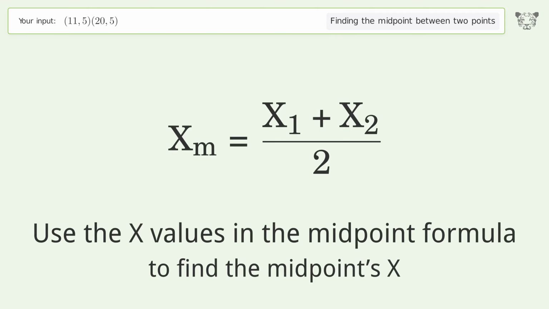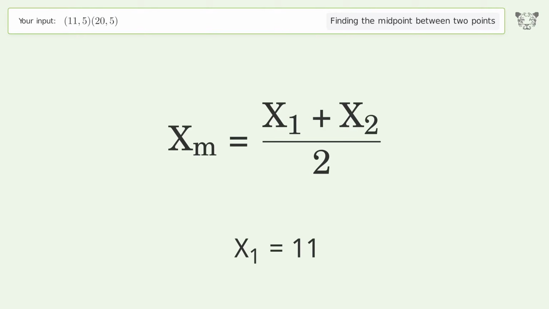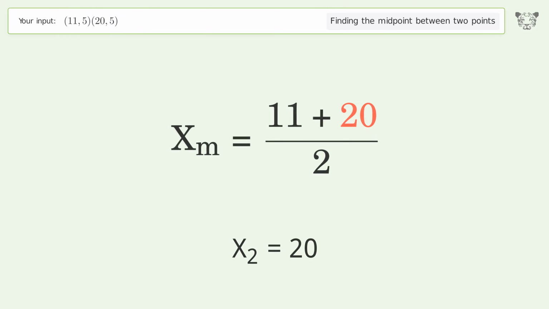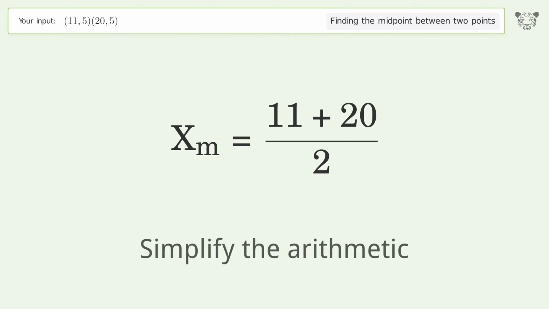Use the x values in the midpoint formula to find the midpoints x. x1 equals 11. x2 equals 20. Simplify the arithmetic.